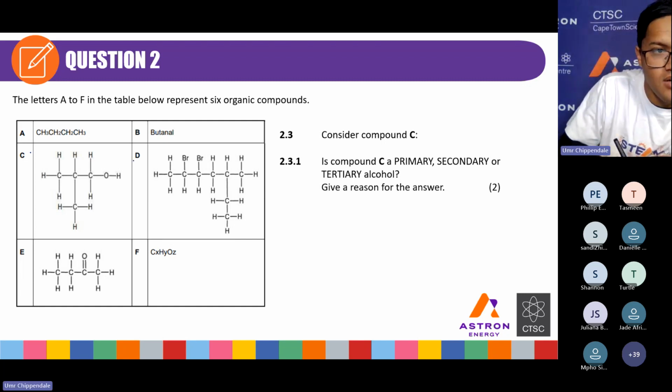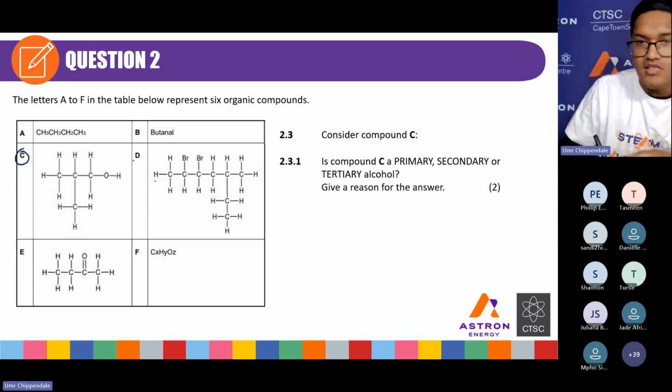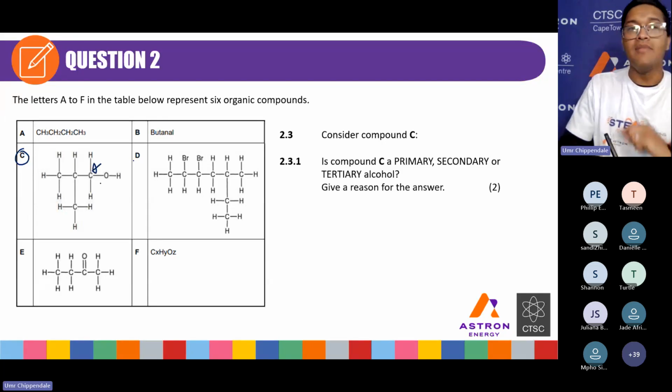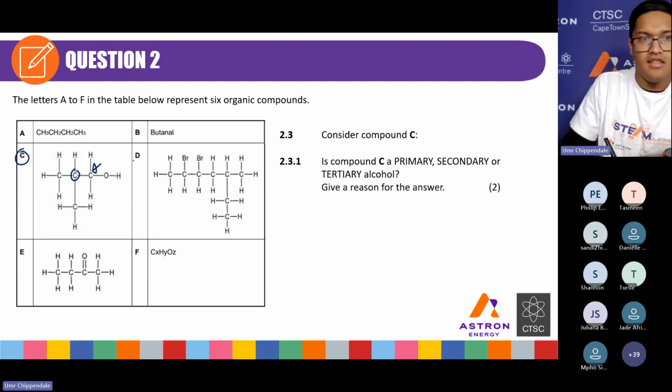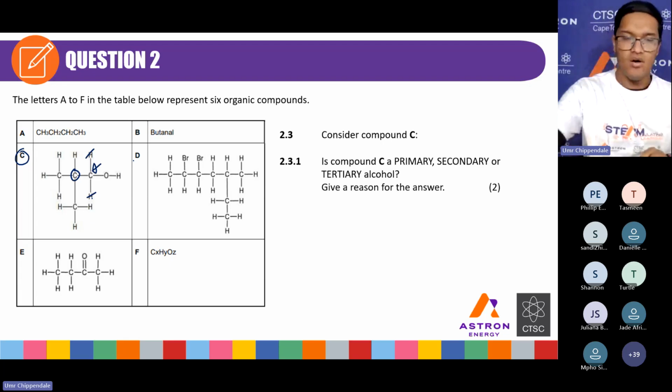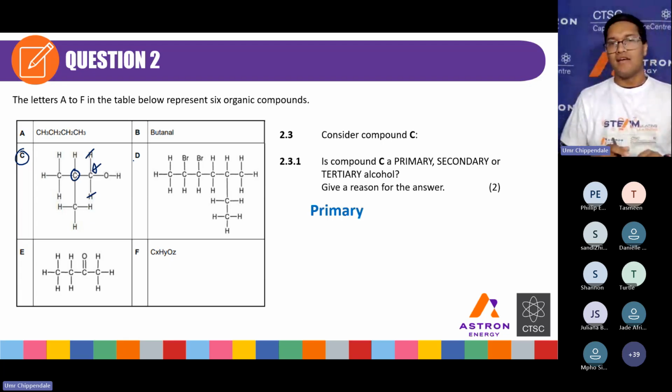So now to compound C over here. If they're asking primary, secondary, tertiary, you go see where your OH group is and to which carbon it is attached. Well, it is attached to this carbon. Now, how many other carbons is that carbon attached to? 1, 2, or 3? There's a 1 here. That is not a carbon. So because it's only attached to 1, our answer is going to be a primary alcohol.